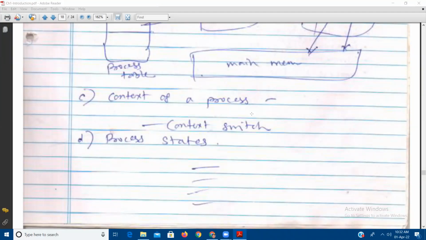And third one, system level context. Some context of the process is there which varies throughout the execution of the process. So again, the detailed part we are going to cover as a part of the sixth chapter.